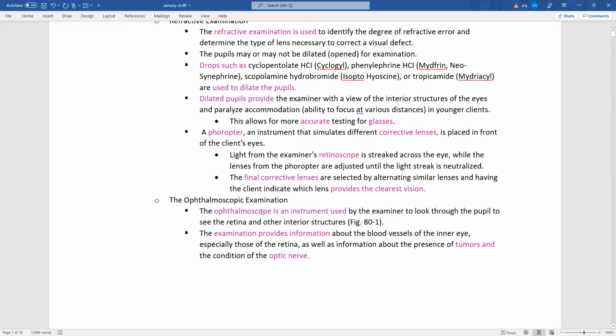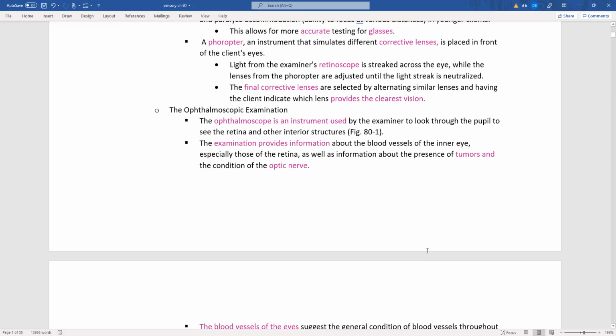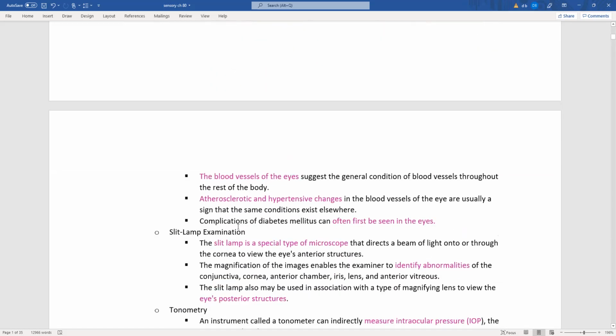The doctor is going to use an ophthalmoscope, which is an instrument. He's going to be looking at the pupil to see the retina and other interior surfaces. He's even going to be looking at the optic nerves to see if there's any type of tumors or any type of swelling of the optic nerve, things of that nature. So the examination provides information about the blood vessels of the inner eye, especially those of the retina, as well as information about the presence of tumors and the condition of the optic nerve.